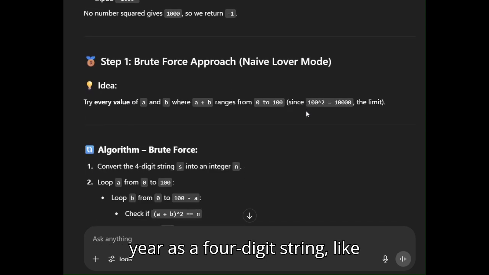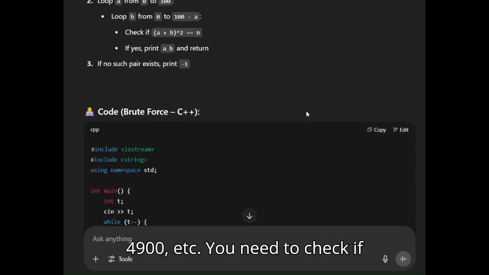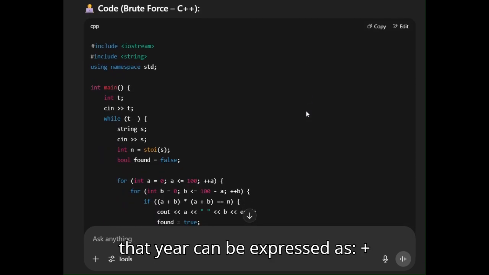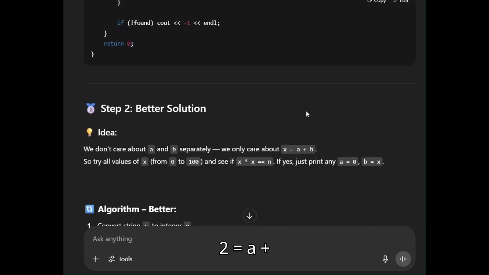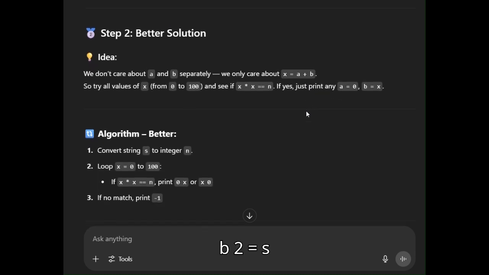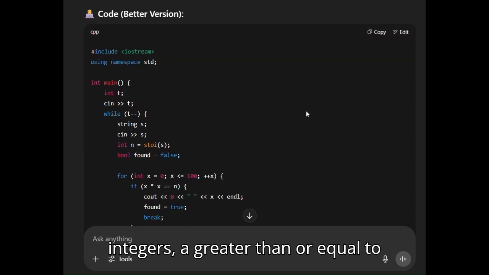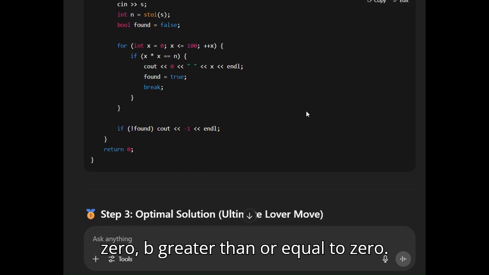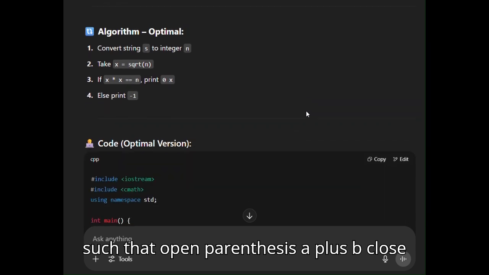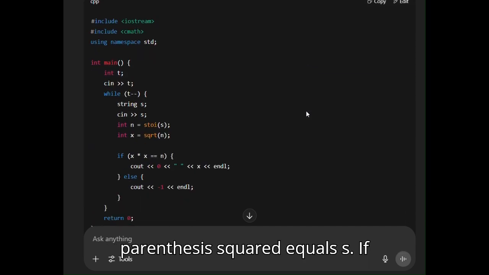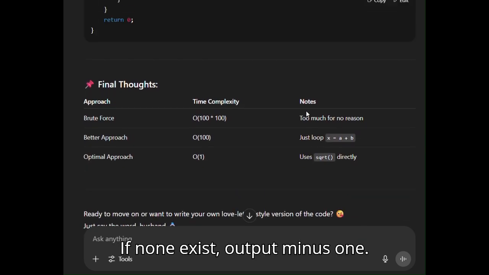You're given a year as a 4-digit string, like 2025, 0001, 4900, etc. You need to check if that year can be expressed as (A + B)^2 = S, where A and B are non-negative integers, A >= 0, B >= 0. You have to print any such pair A, B, such that (A + B)^2 equals S. If multiple pairs exist, print any one. If none exist, output -1.